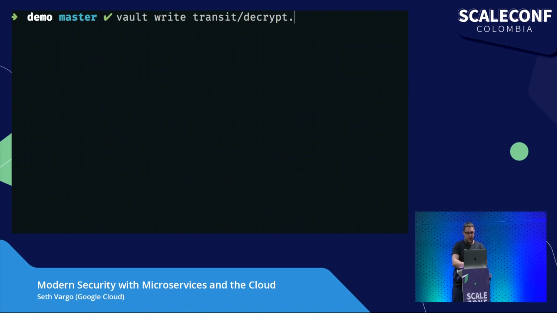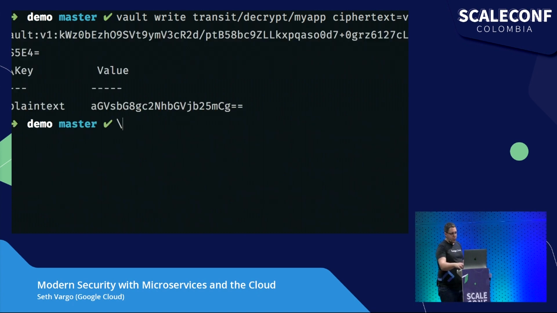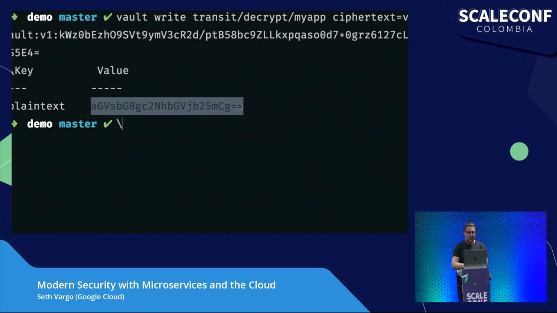Transit decrypt my app. And this time I give it the ciphertext, so I'll give it that string that it gave me back. And it gives me back not hello scaleconf. But that's OK, because it's base64 encoded. So you thought I messed up, but I didn't.